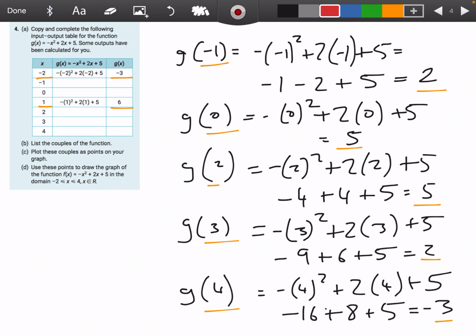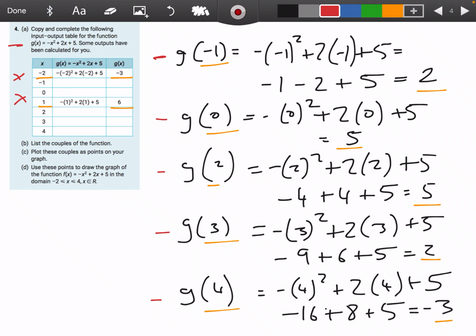So you've got the graph, again, a minus quadratic function. Some of the inputs are done for us already. We've got 2 of them done, and I've done all the rest: -1, 0, 2, 3, and 4. You can see part A, our input-output table, is done essentially.